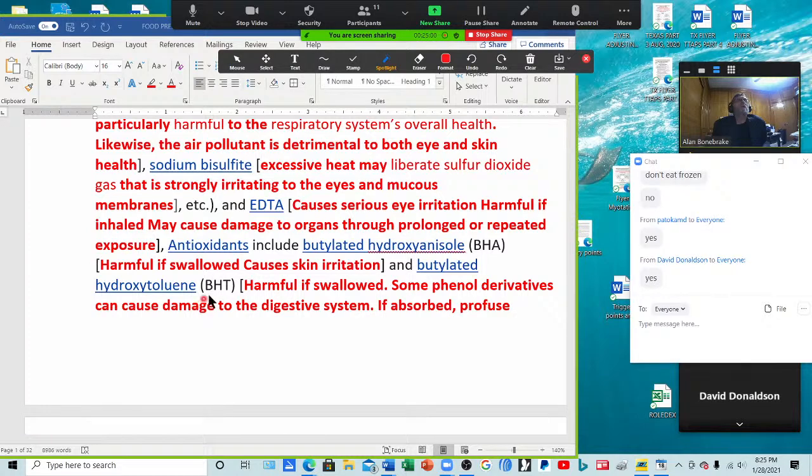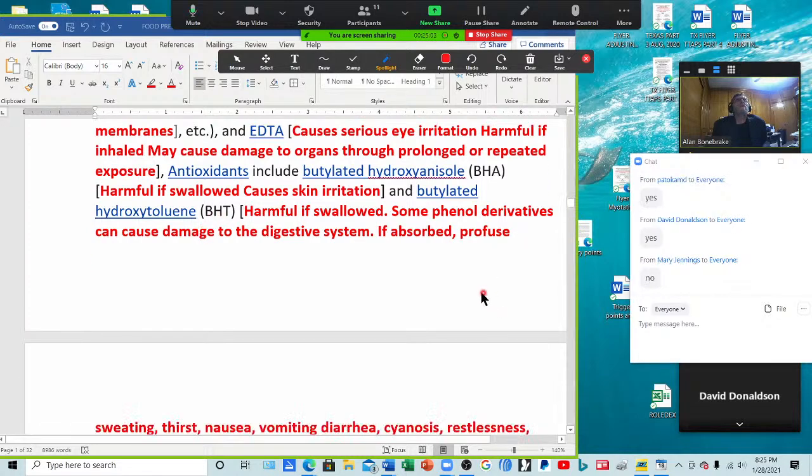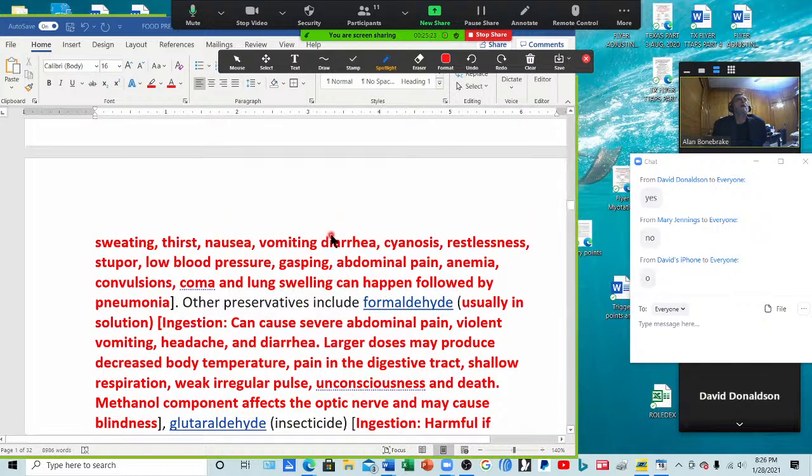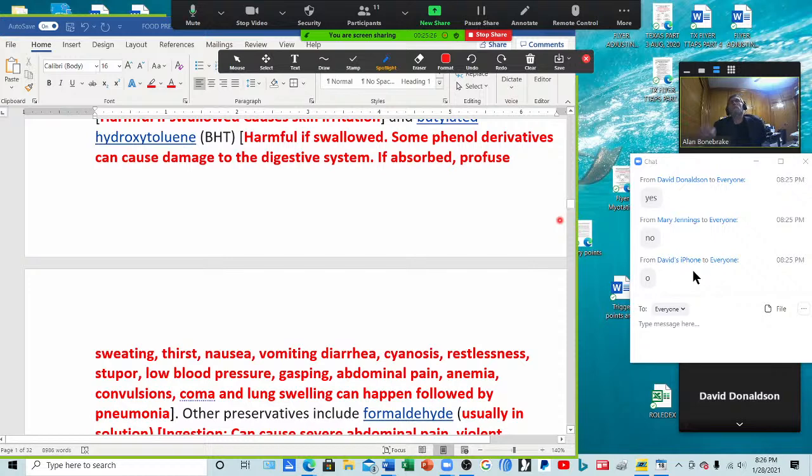Okay, how about BHT? Harmful if swallowed, some phenol derivatives can cause damage to the digestive system. If absorbed, profuse sweating, thirst, nausea, vomiting, diarrhea, cyanosis, restless stupor, low blood pressure, gasping, abdominal pain, anemia, convulsions, coma, lung swelling can happen, followed by pneumonia. BHT. How many of you knew all that about BHT? That's quite a long list there, isn't it? One person knew some of those things.